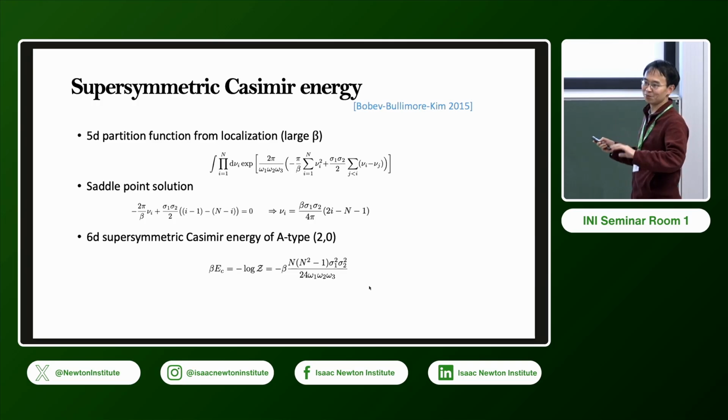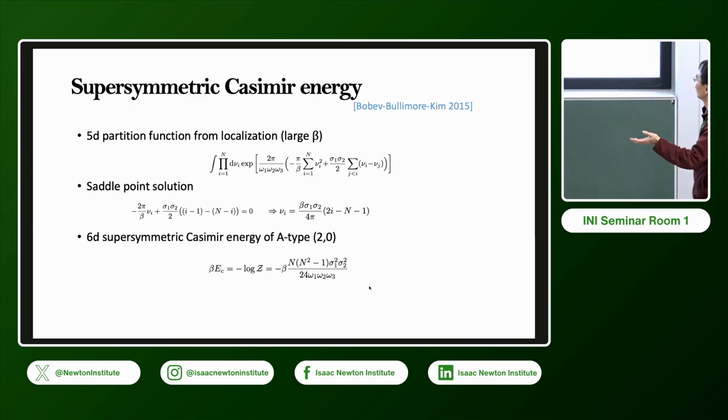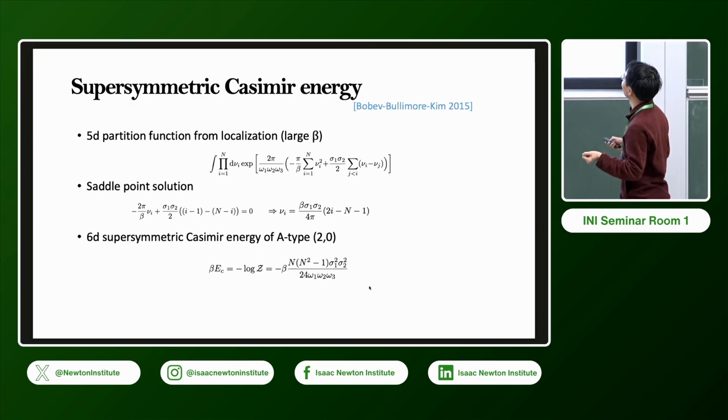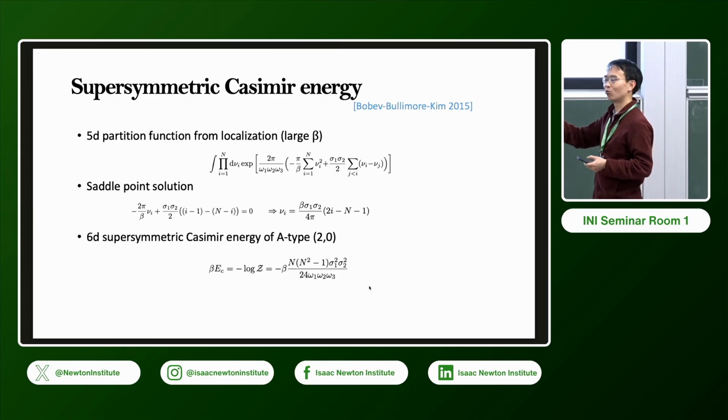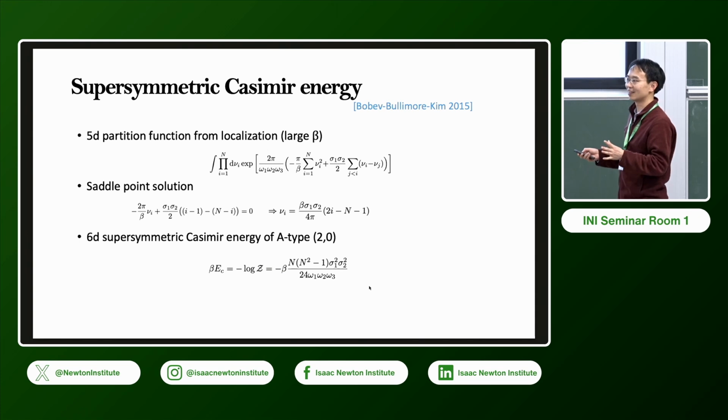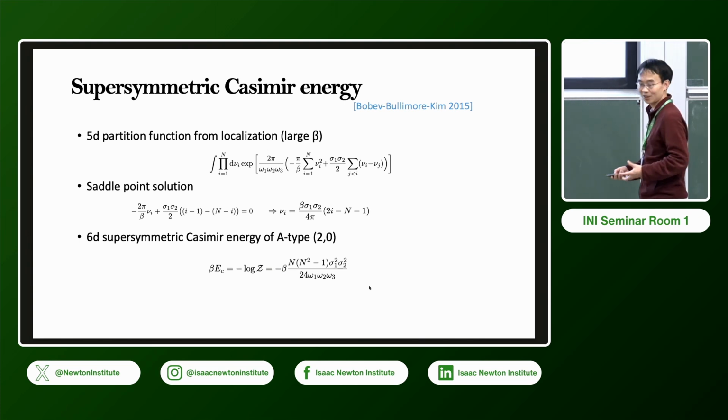Here, the Casimir energy means we have a sphere in this 6D theory. We have S1 times S5, and the length of the S1 is beta. We take beta to infinity; this is the low temperature limit. In that limit, we take a derivative of log Z with respect to beta, and we get the Casimir energy. That's our definition here. So it's the Casimir energy associated with the sphere on which you quantize your theory.